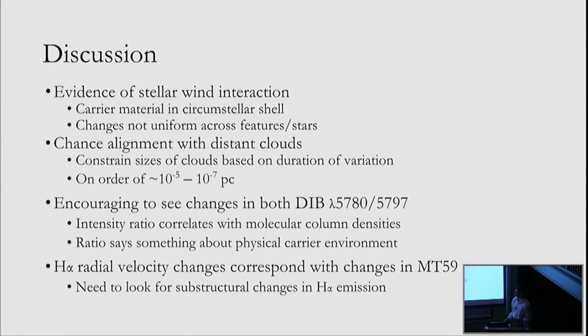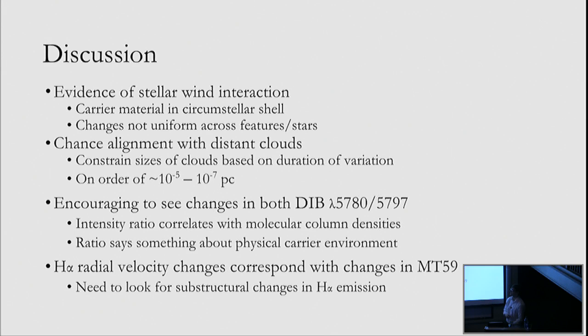Okay, so we have some evidence from these previous plots. There's some evidence of stellar-wind interaction, and that the carrier material may be located in the circumstellar shells of these stars, and the interactions that we're seeing could be explained by interactions between the star and the DIB carriers. And note that also the changes that we see are not uniform across features or stars. It's possible that there is a chance alignment with distant clouds that have DIB-rich material in them, and they're just passing in front of the stars, and that's what I'm seeing.